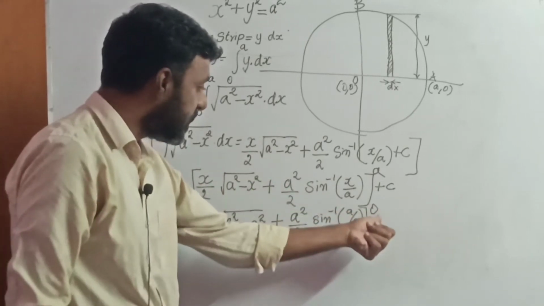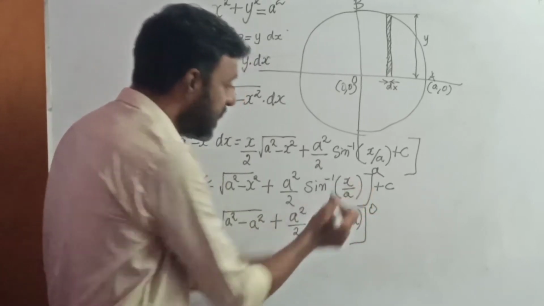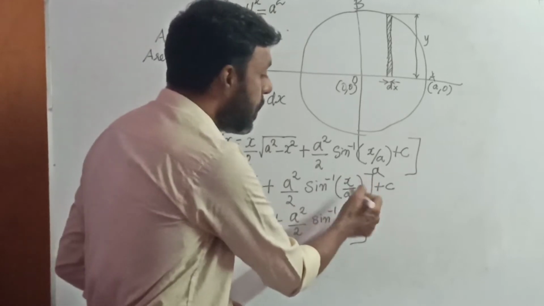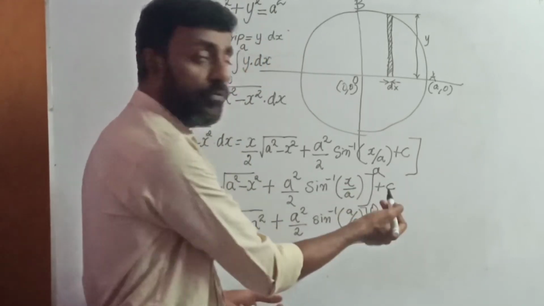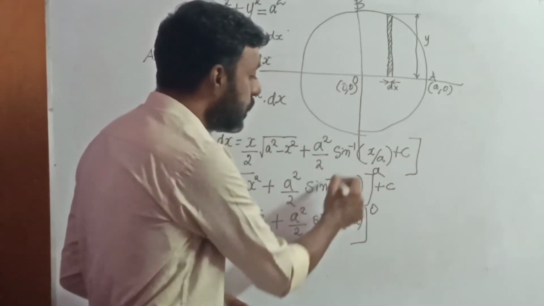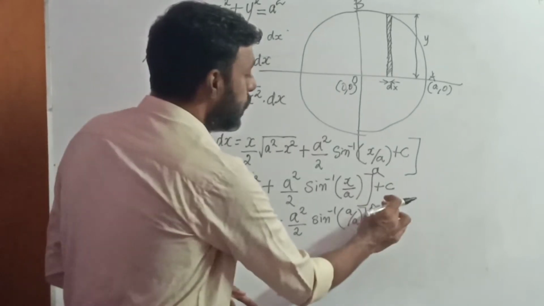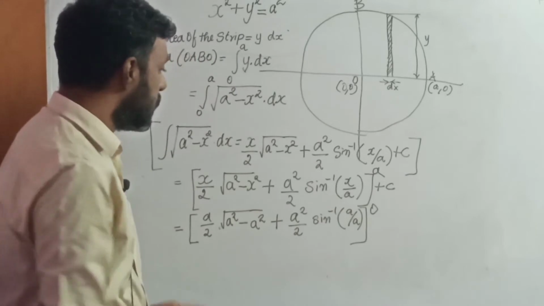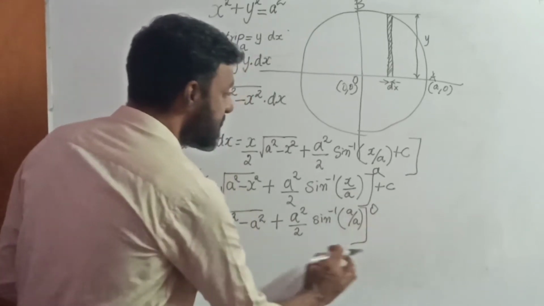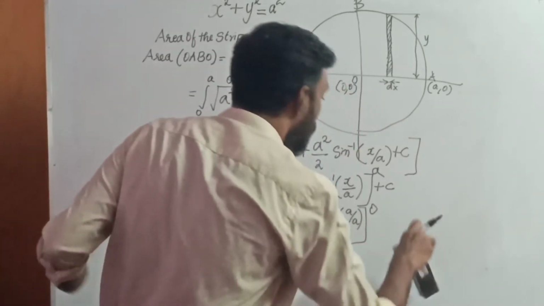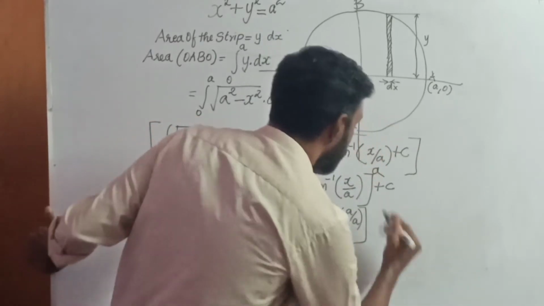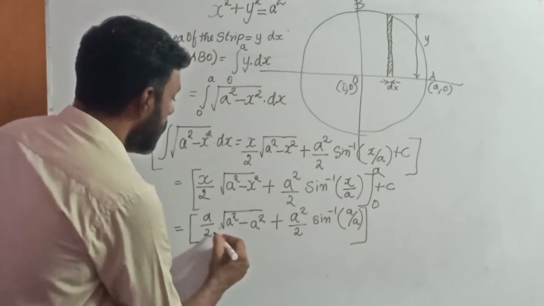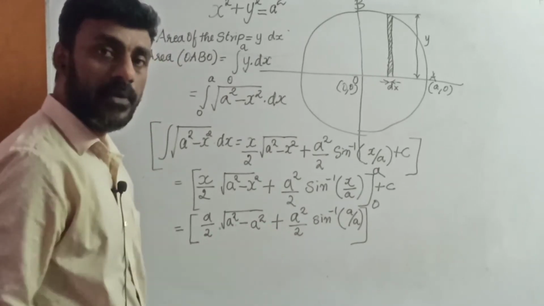Similarly, if I substitute 0 over here, 0 by a is 0, so sine inverse of 0 is also 0, and this also will become void. So I'm not going to continue with the second expression over here. For me, this first expression itself is enough. Okay, this will suffice.